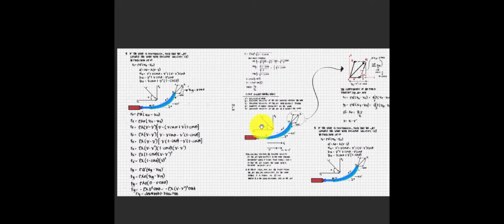Okay, so that summarizes the discussion for the force against the moving vane.